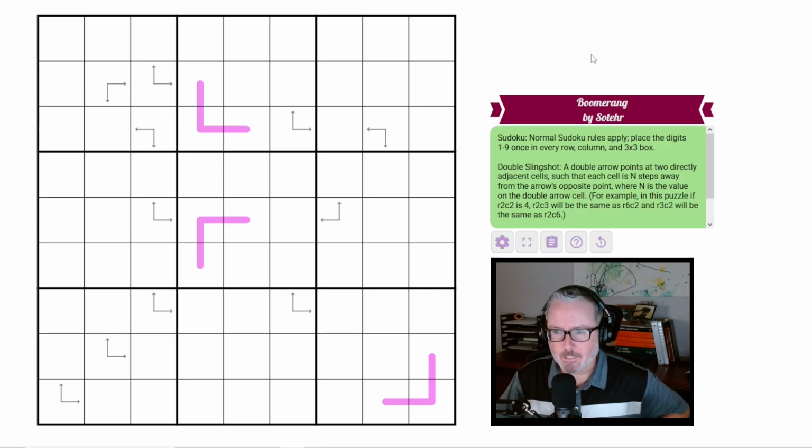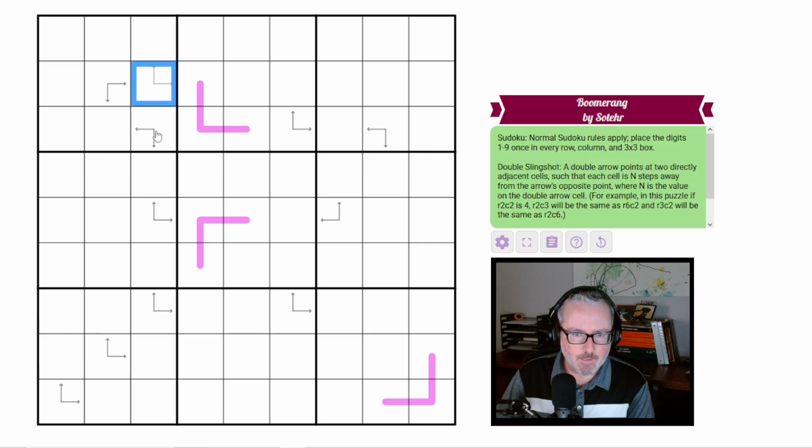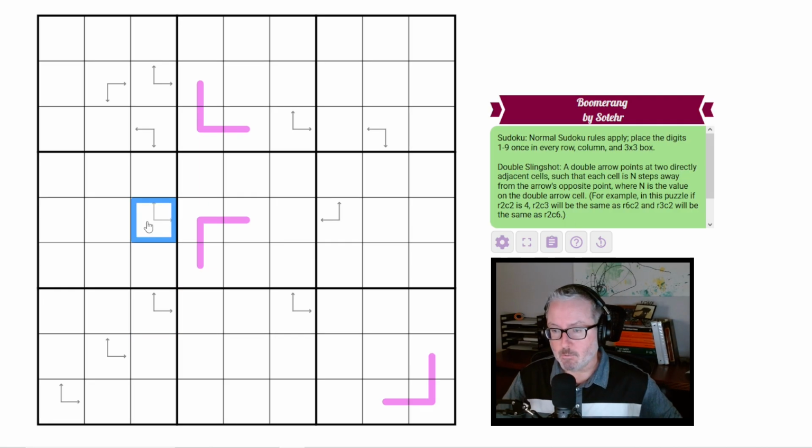Today we've got a very good looking puzzle in front of us. It's called Boomerang by Sotehr, and I think we've seen these clue types before, but I can't remember all of what was occurring with them. So it's going to be nice to revisit it and see what's going on. So let's just go ahead and do that.